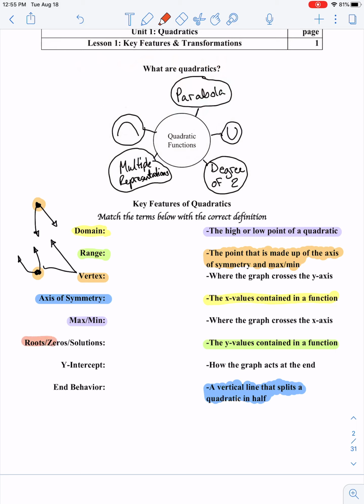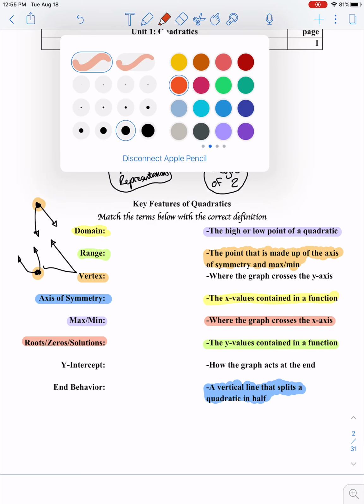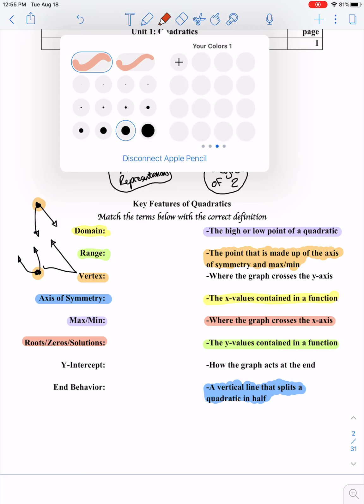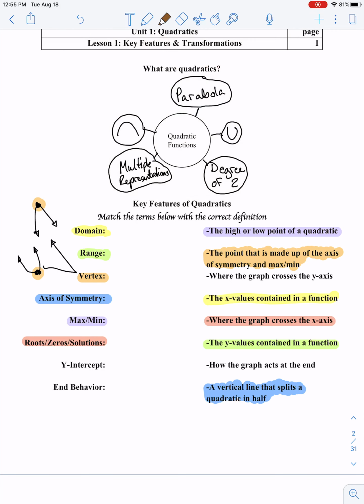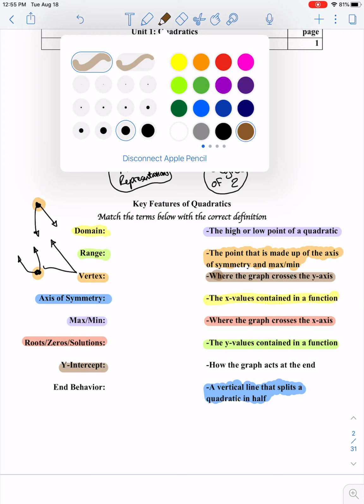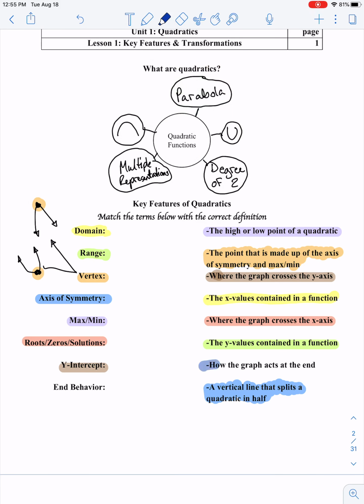Roots, zeros, solutions is where the graph crosses the x-axis. I'm running out of colors here. The y-intercept is where the graph crosses the y-axis. And then last but not least, you have end behavior, which will be how your graph acts at the end.